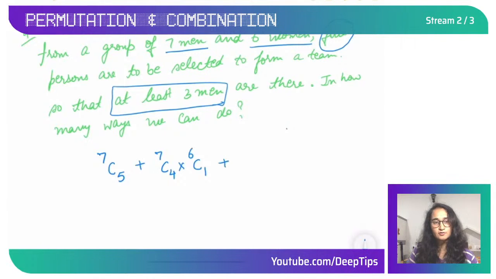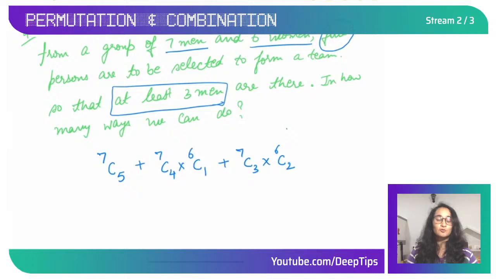Or what else can I do? I can select 7C3, meaning out of 7 men I am selecting 3 men, and 6C2, 2 women I am selecting. Now tell me, can I do 7C2?